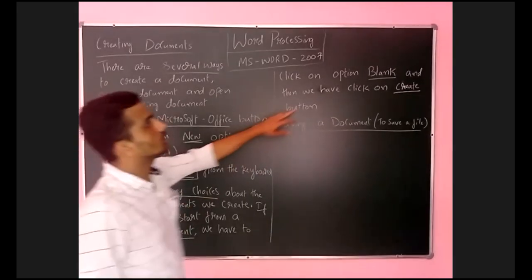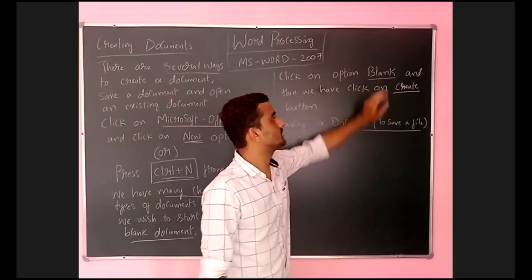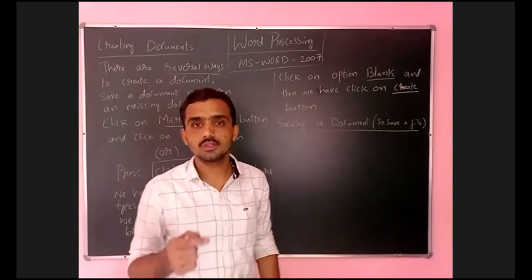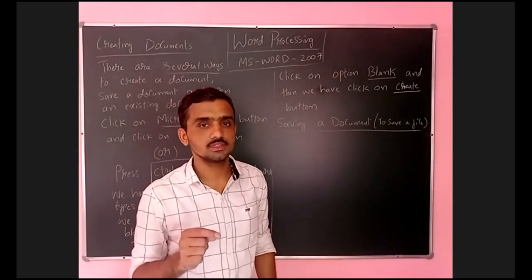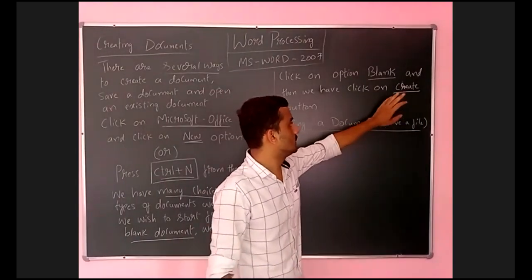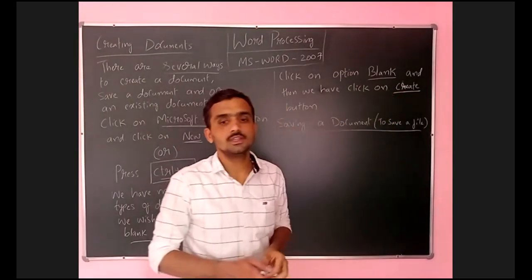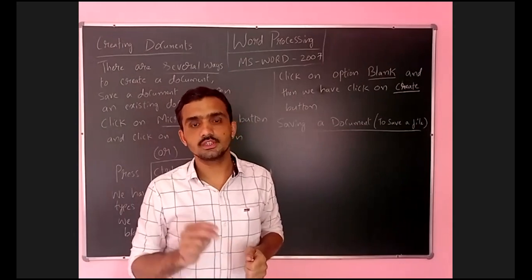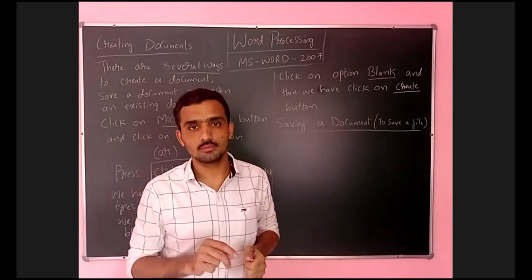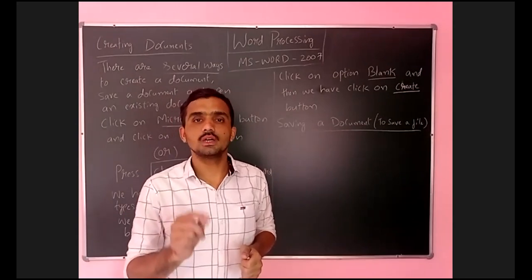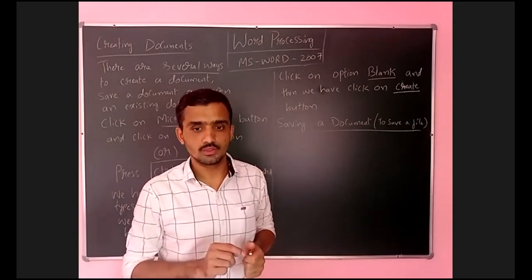Then you can click on the blank option, and afterwards the Create button. If you want a blank document, click on the blank option, and click on the Create button. Once you do this operation, one blank document will be opened for you. That is how we create the new document. Then we start typing whatever information we want.